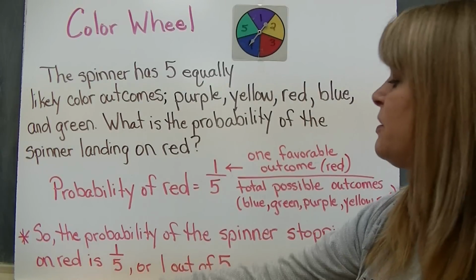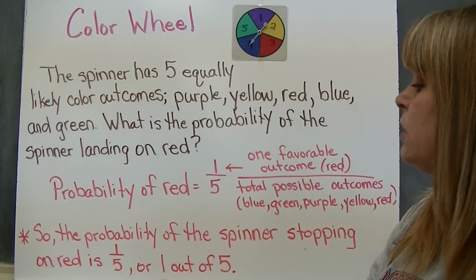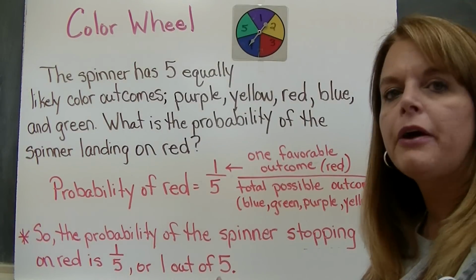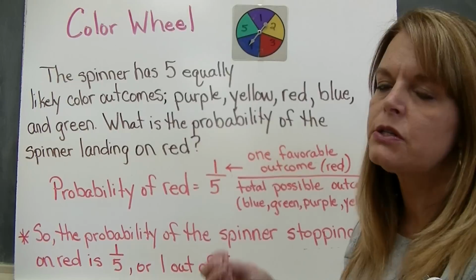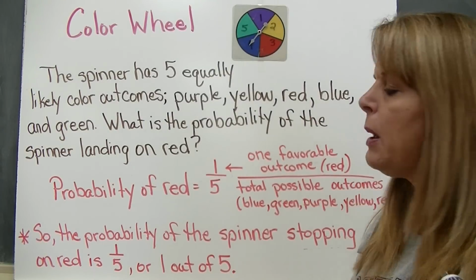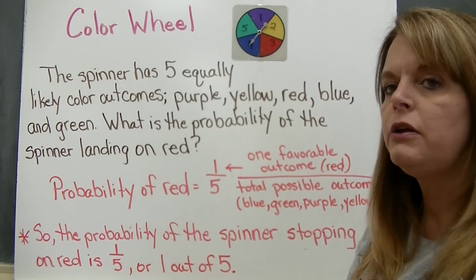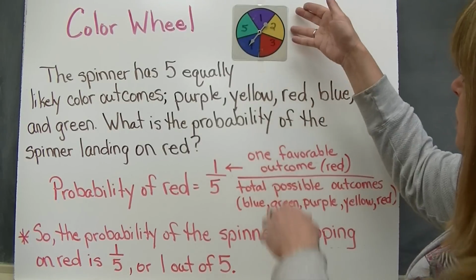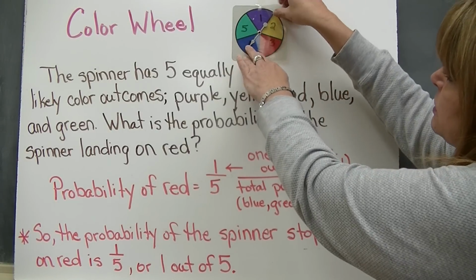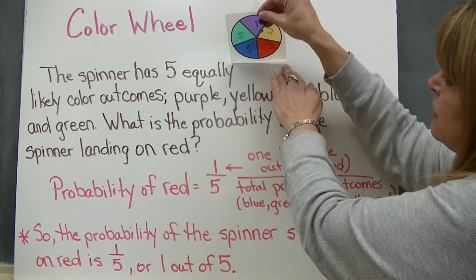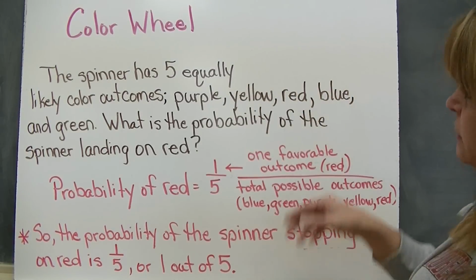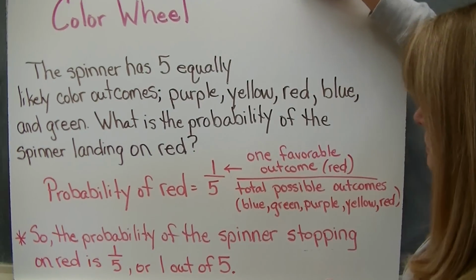Probability of the spinner stopping on red is 1/5, or you could say 1 out of 5. If your directions are to give your answer as a fraction, make sure you write it as 1/5. I'm going to pull this off because I'm going to use it again. Alright, I only have one of those.